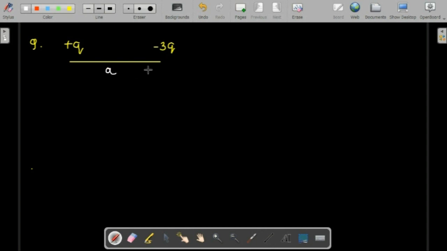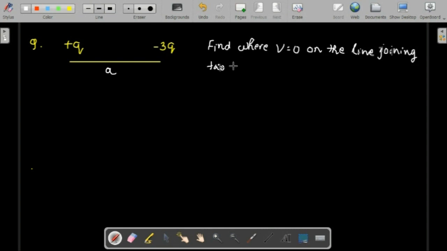So the question is, you have to find where V is equal to 0, where the potential would be 0, on the line joining the two charges. If you join two points, obviously you're going to get a straight line joining the two charges. That's the question. It has a very interesting approach to it.